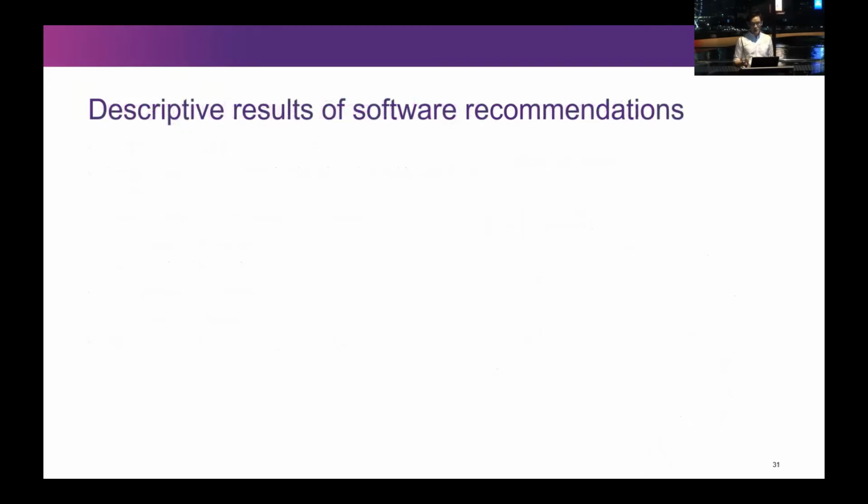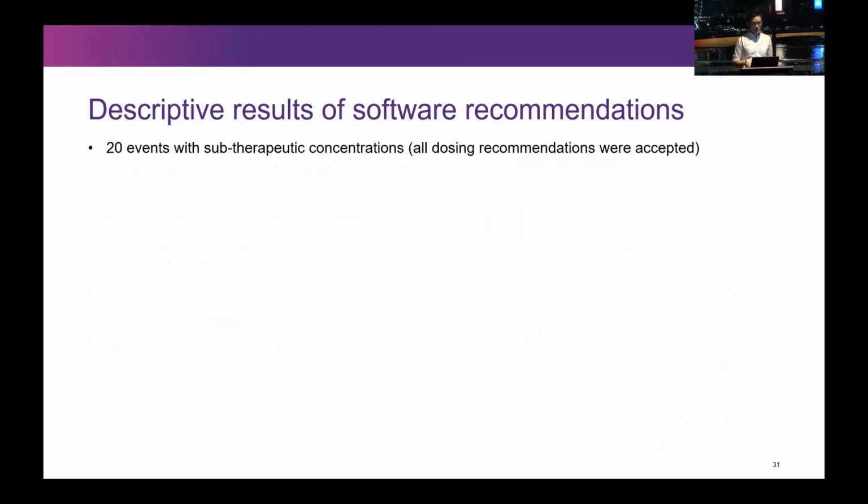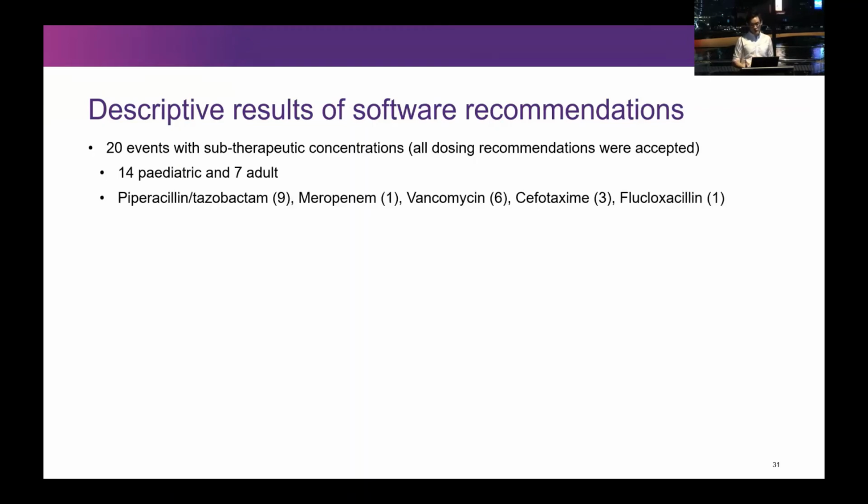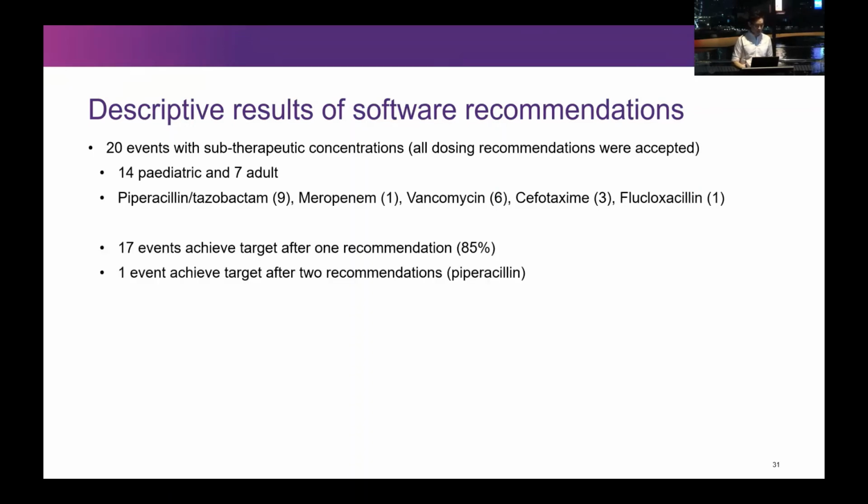Now, when we look at the descriptive results of the software recommendations, with the 20 patients, they all had subtherapeutic antibiotic concentrations, and all of the dosing software recommendations were accepted by the clinicians. We had 14 pediatric patients and 7 adult patients, and 9 of them were receiving piperacillin, 1 was on meropenem, 6 on vancomycin, 3 on cefotaxime, and 1 on flucloxacillin.